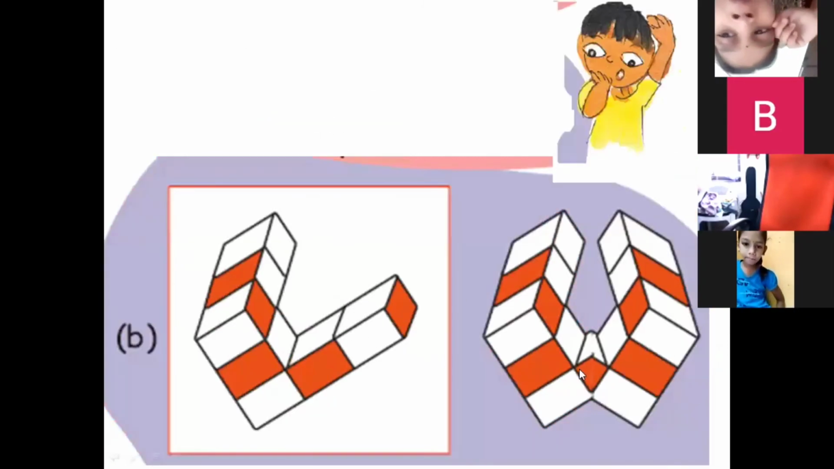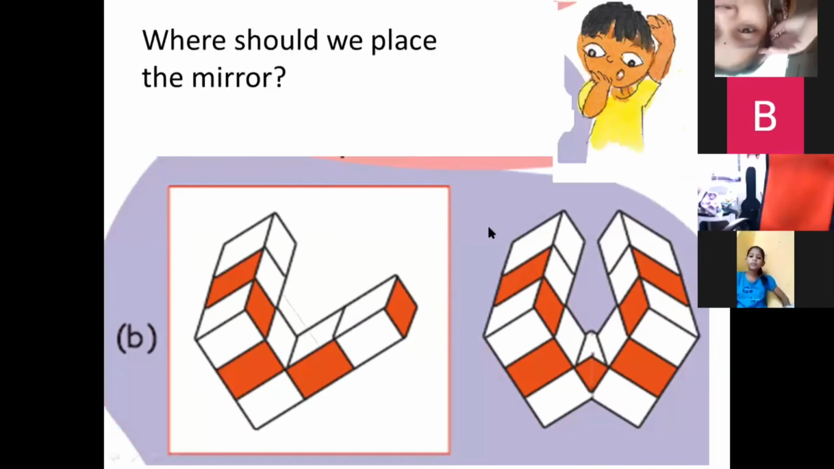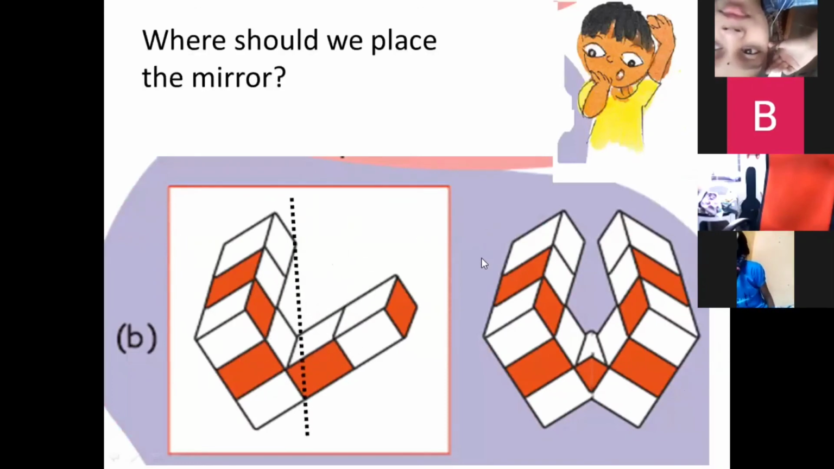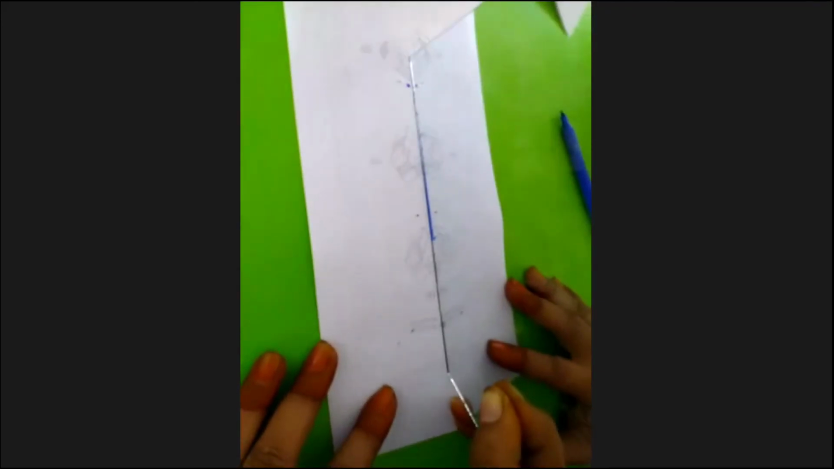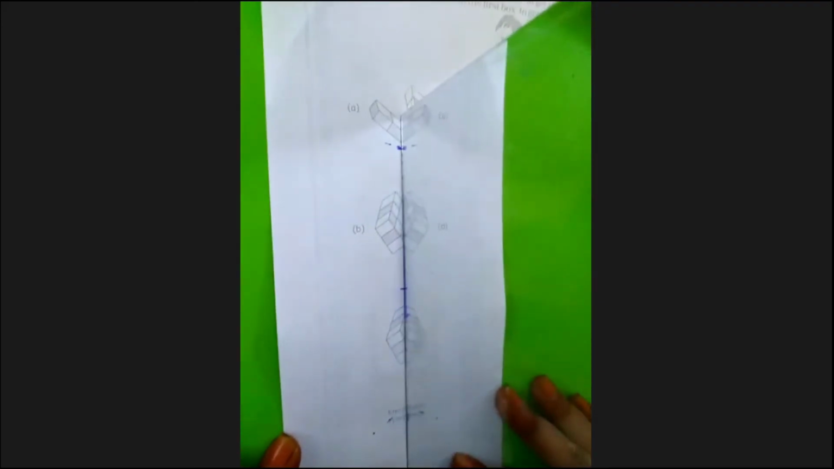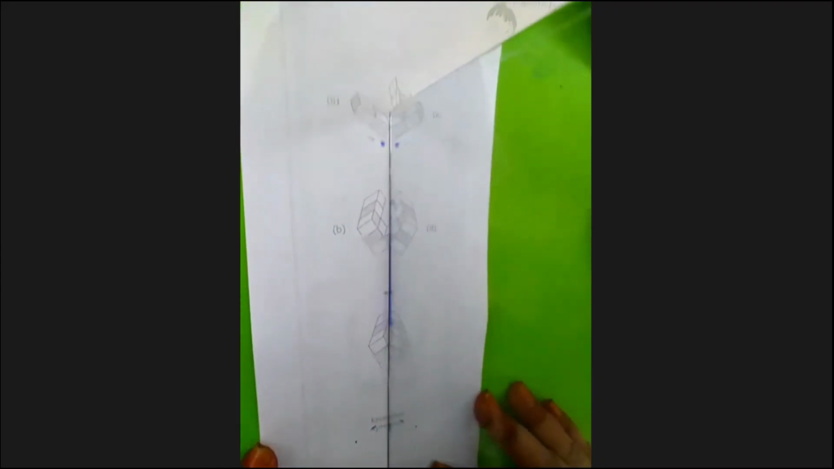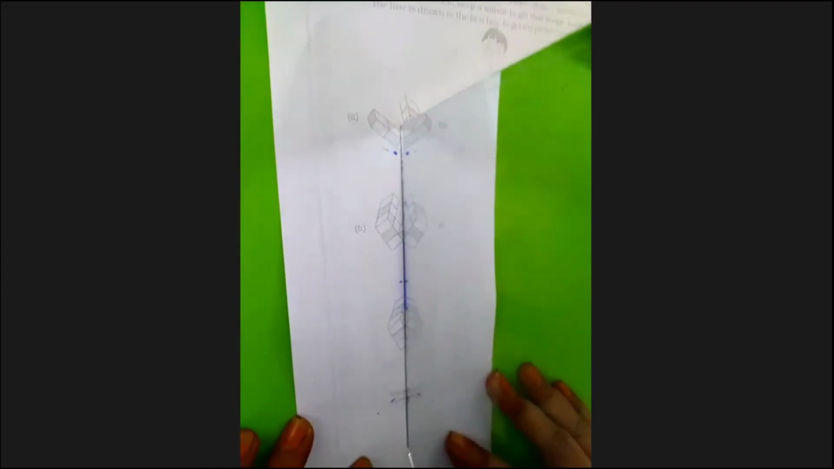Yes, see here. Where should we place the mirror to get this picture? Okay. So now let us check. See here. I am keeping the mirror here. Is it a mirror half? Is it exactly the one? Yes, ma'am. Keep it. Now see it. Now we have to draw the dotted line here.